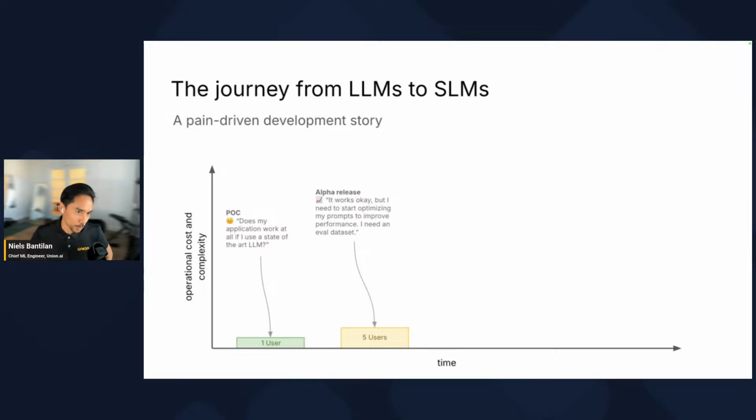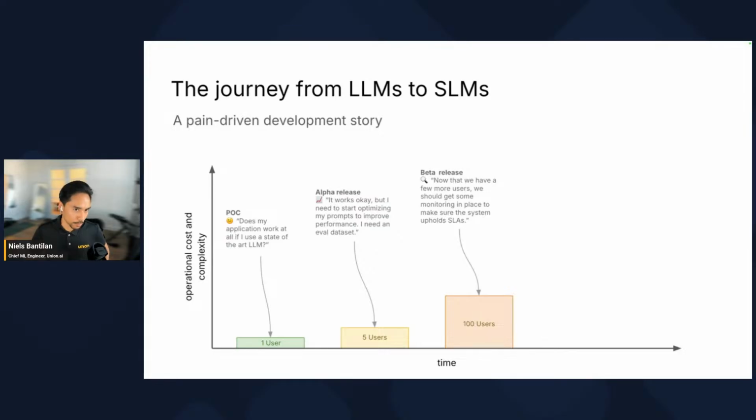The next phase would be something like an alpha release. So you may give the agent to some of your coworkers to test it, and you may have something like 5 users. And you say to yourself, it works okay, but I need to start optimizing my prompts to improve performance. I might need an eval data set, something like this, or just some basic observability around how my system is performing.